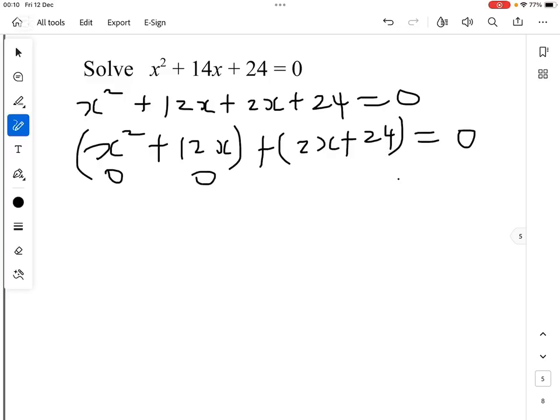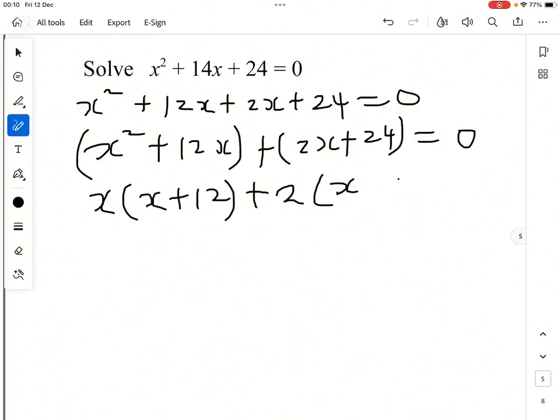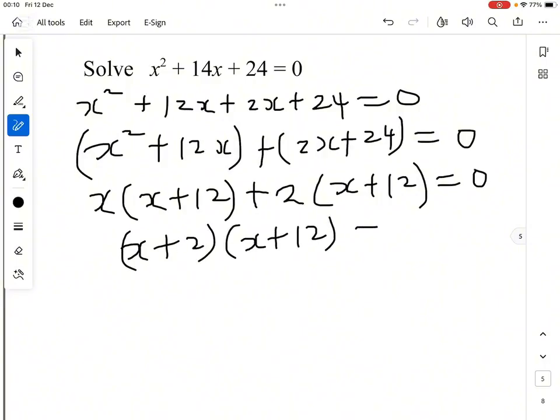Then we start factorizing. If you check these two terms in the first bracket, x is common, so we're going to bring out x. We'll be left with x in the first term plus 12 in the second term. Plus, if you look at the second bracket, 2 is actually common, and so we're going to bring 2 out. You're left with x in one bracket plus 12, because 2 times 12 is 24. Now you have x plus 12, x plus 12. If they are common, we can factorize this into one bracket. You're going to have x plus 2 into x plus 12 is equal to 0.